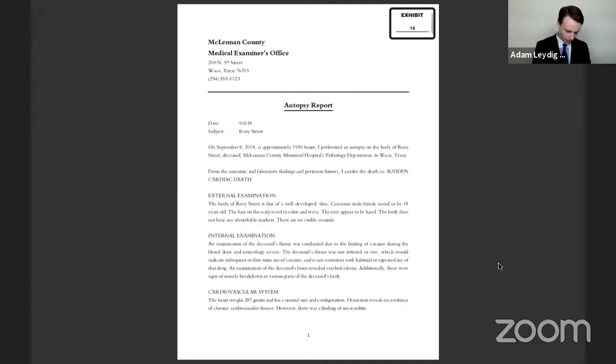Inviting the court's attention to paragraph 2 of exhibit 14. It reads, from the anatomic and laboratory findings in pertinent history, I ascribe death to sudden cardiac death. And just to be clear, Your Honor, this is the autopsy report for Rory Street. Inviting the court's attention to cardiovascular system, which could be found on page 1 at the bottom. The heart weighs 287 grams and has a normal size and configuration. Dissection reveals no evidence of chronic cardiac disease. However, there was a finding of myocarditis.